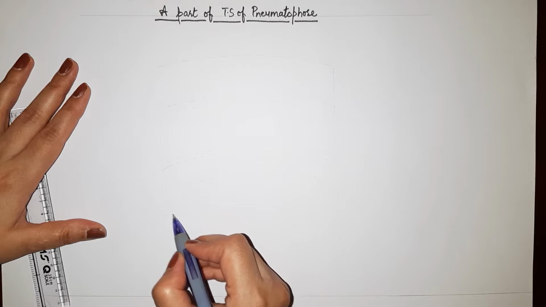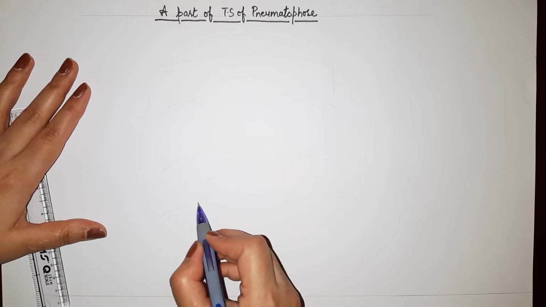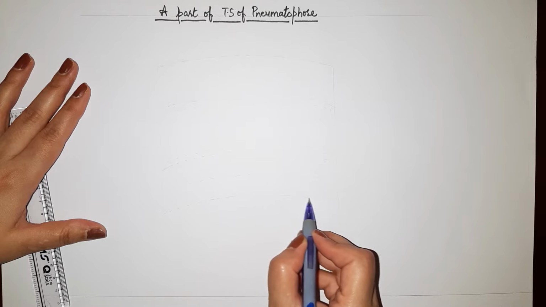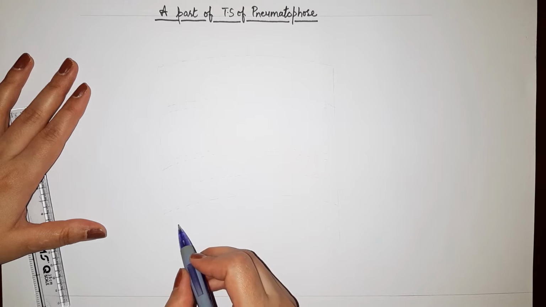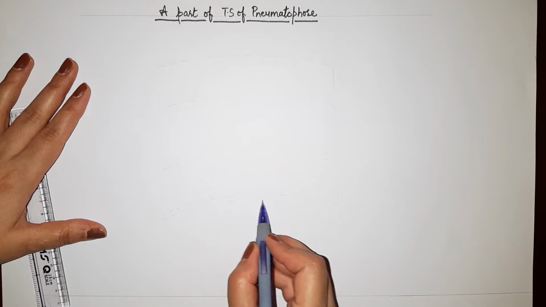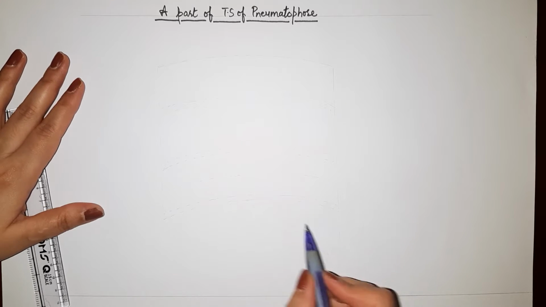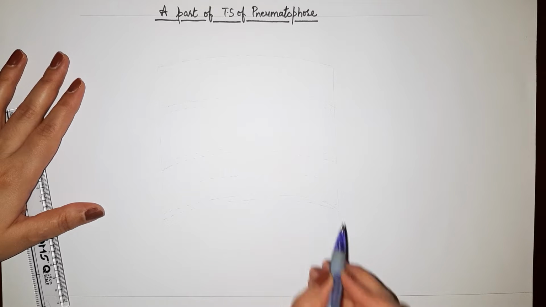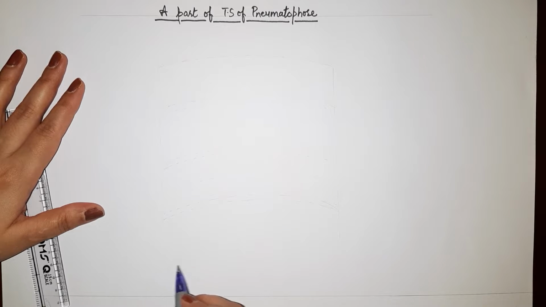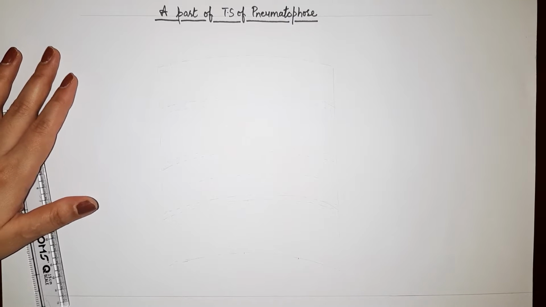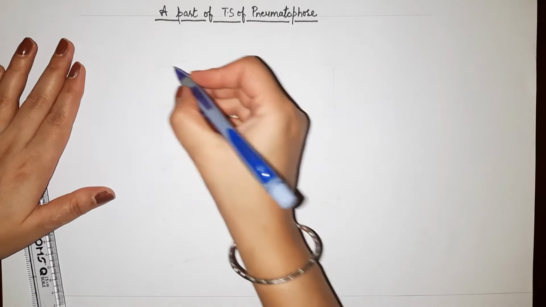Below this there would be primary and secondary phloem. Then few layers of cambium, vascular cambium, and the rest of the part will be the secondary xylem. And you can show few primary xylem patches. Okay. So we will start making the structure.